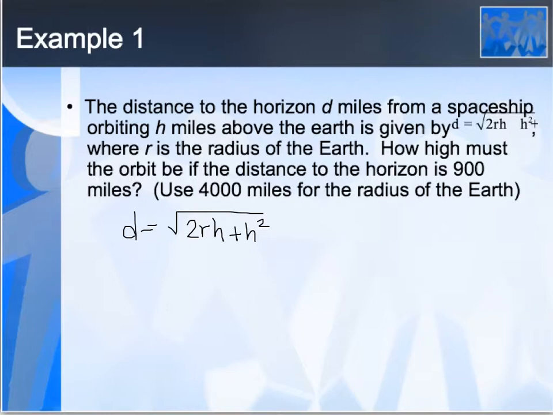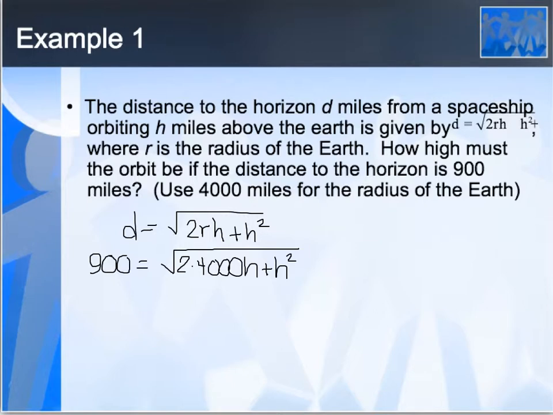So the question we ask here is, how high must the orbit be if the distance to the horizon is 900 miles? Okay? So they're basically giving me d. They're telling me d is equal to 900. Now the radius of the Earth, I tell you, is 4,000. So we're going to have 2 times r would be 2 times 4,000. And h is what we're solving for, because that's the height above the Earth that it's orbiting.